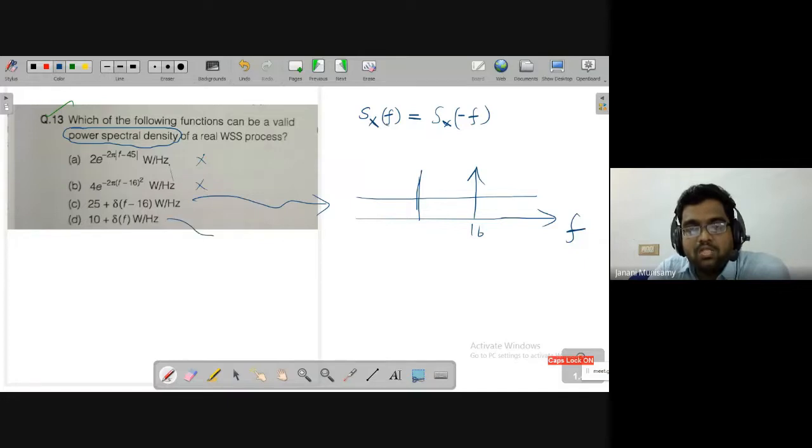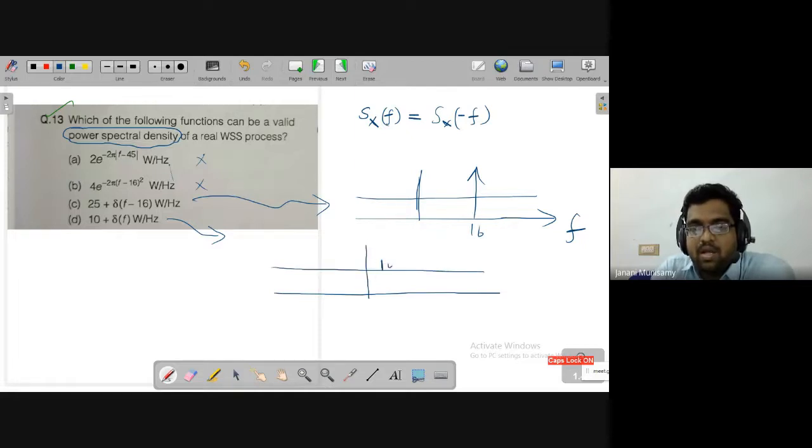So only this one will satisfy the even function property. They are having a constant value of 10, and also they are having one impulse exactly at the y-axis. So this diagram will satisfy the concept of even function. So option D only satisfies that power spectral density property. So D is the answer.